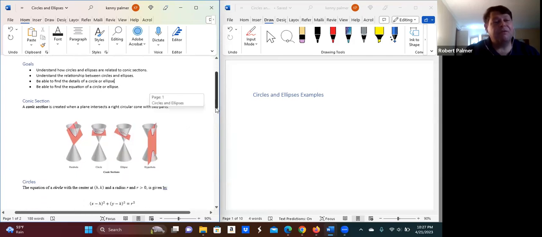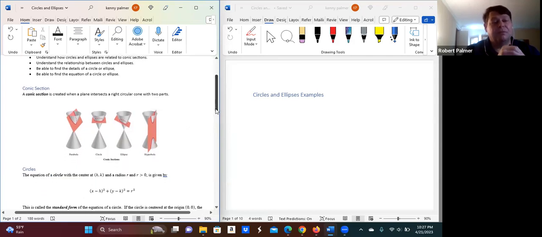So first off, let's review a conic section. A conic section is something that's created when a plane intersects a right circular cone with two parts. So imagine we have basically two cones, and it's called a right cone, basically meaning that the line that goes right down through the middle of each cone, that's called the axis, is at a right angle to the bottom of the cone. That's why it's called a right circular cone, with these two cones pointing toward each other.